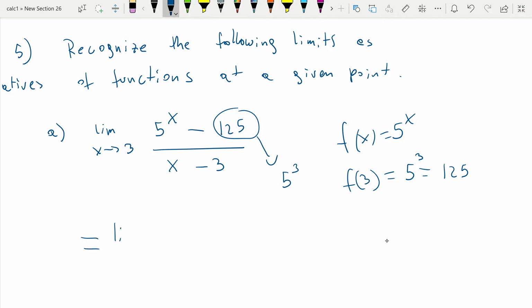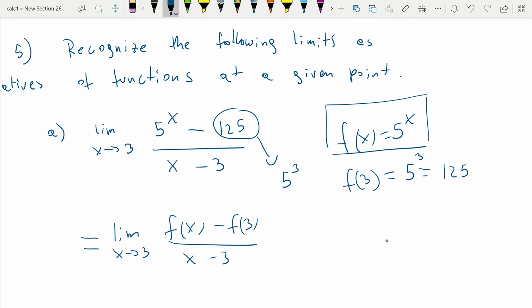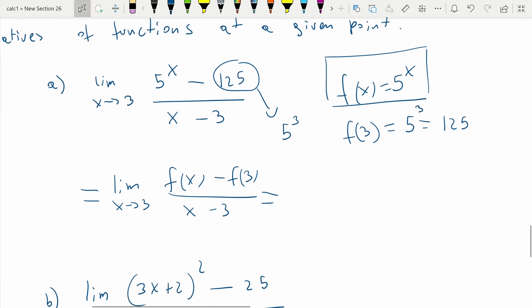So this is just the limit when x approaches 3 of f of x minus f of 3 divided by x minus 3, where f of x is 5 to the x, right? And this, by definition, the first expression for the derivative, gives us that this is equal to f prime at what point? 3. So it's f prime at 3, or 5 to the x prime.